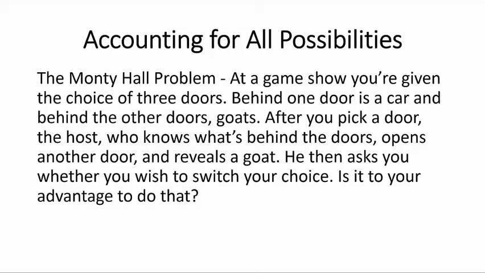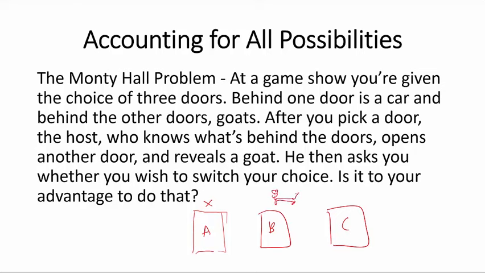Many mathematicians, including some of the greatest mathematicians of the 20th century like Paul Erdős, were baffled by this problem at first. We can look at it this way. We have three doors, let's call them A, B, and C. You choose one door, say A, and now the host opens a door and shows you a goat. Maybe he shows B and here's a goat. And now the problem is, should you switch doors? Should you choose now C or should you stick with A?